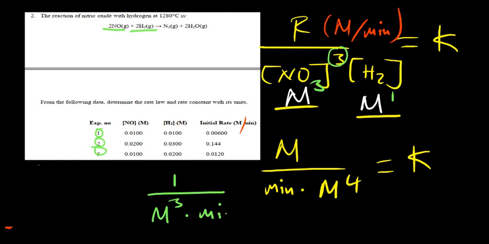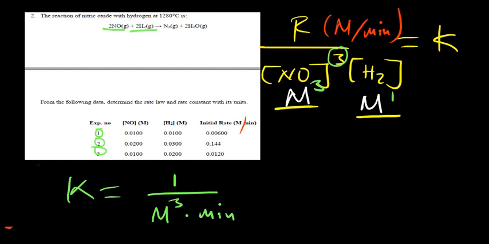So these units can remain as they are, or you can take them on top, where you have something like molar to the negative 3, minutes negative 1. Those are the units of your k in this case.